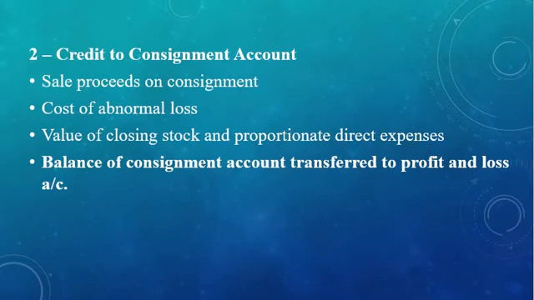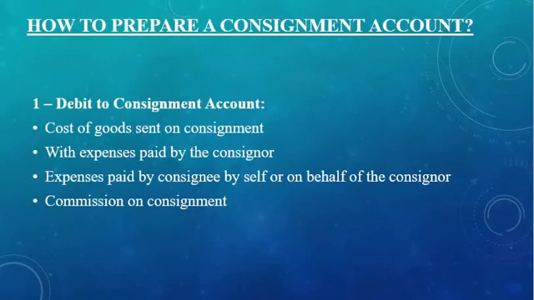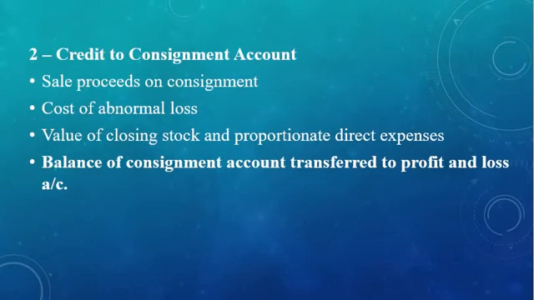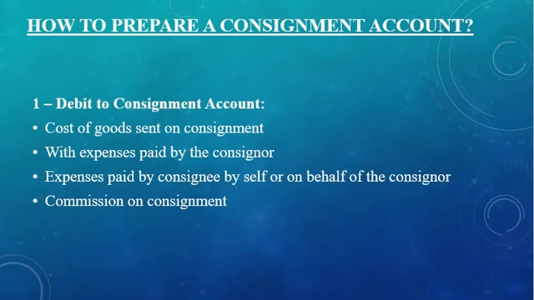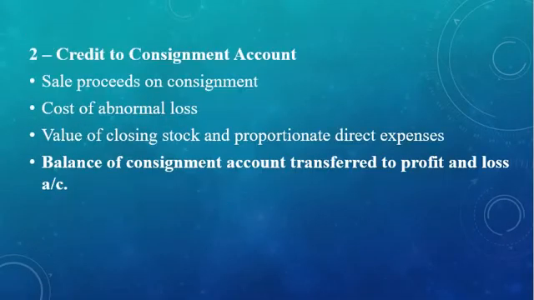That is, you have to consider the debit side and the credit side. To the debit side of the consignment account, we consider all the expenses, and to the credit side we consider the sales, closing stock and any of the losses, that is normal or abnormal loss. Well, the next thing that we are considering is how we prepare the consignment account, that is the debit side and the credit side.